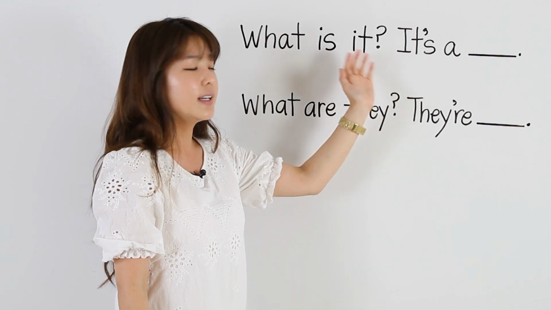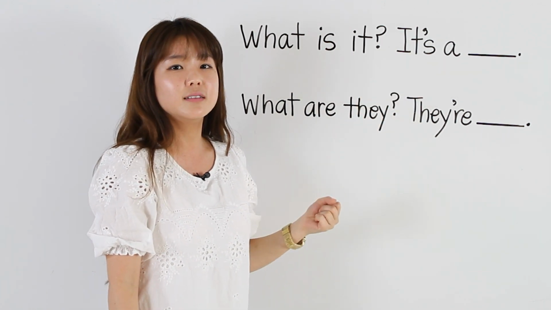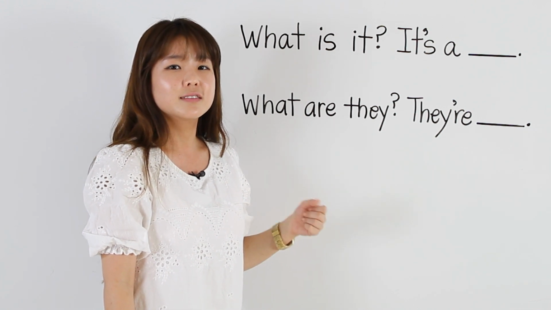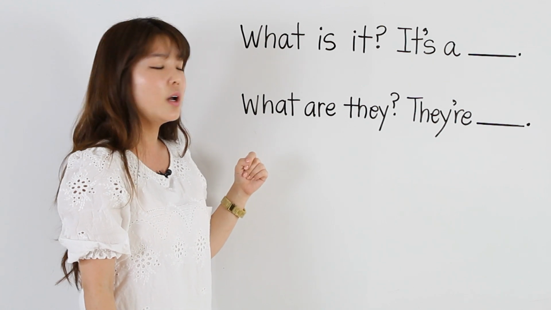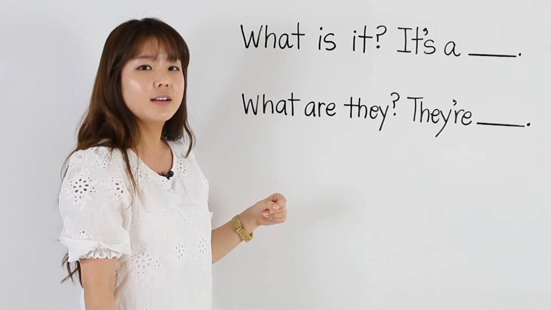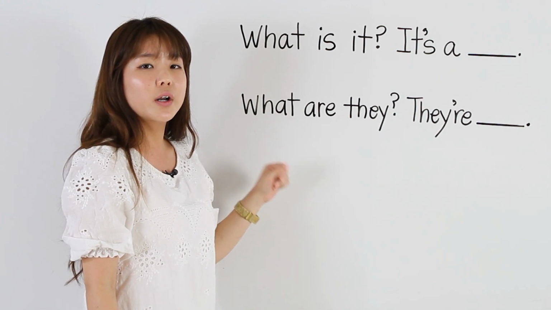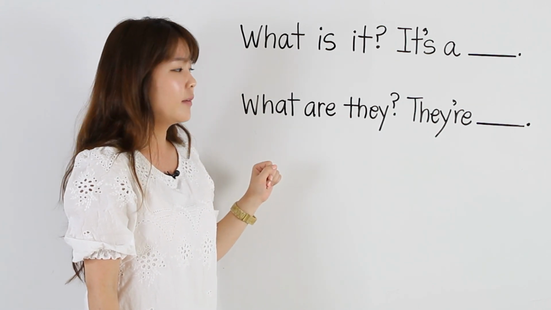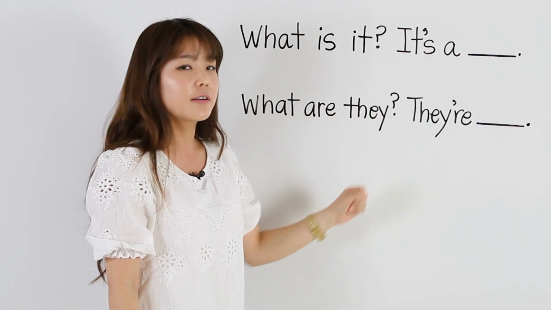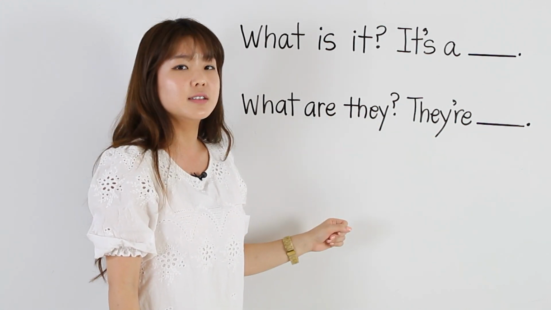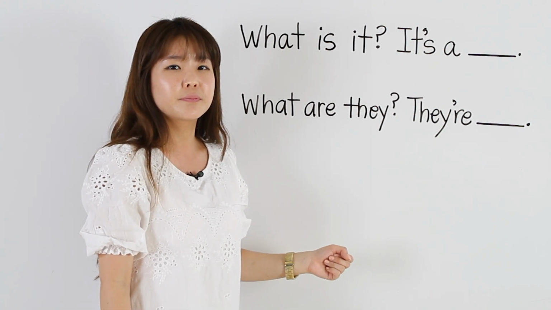It's a pencil. It's a chair. It's a marker. When we have more than one, we say, what are they? Let's do it fast 3 times. What are they? And when you answer, they're pencils. They're chairs. They're markers.